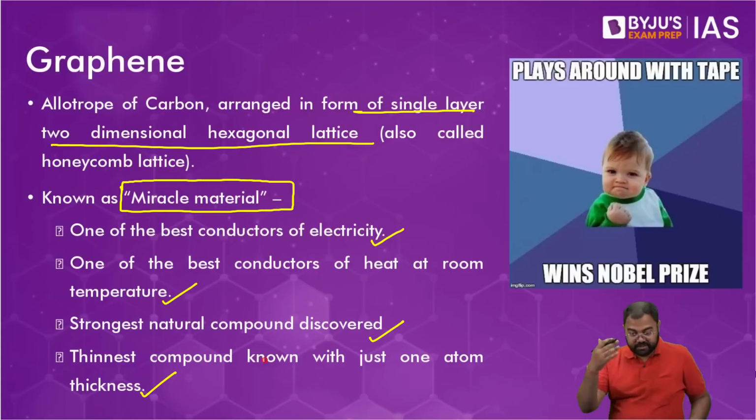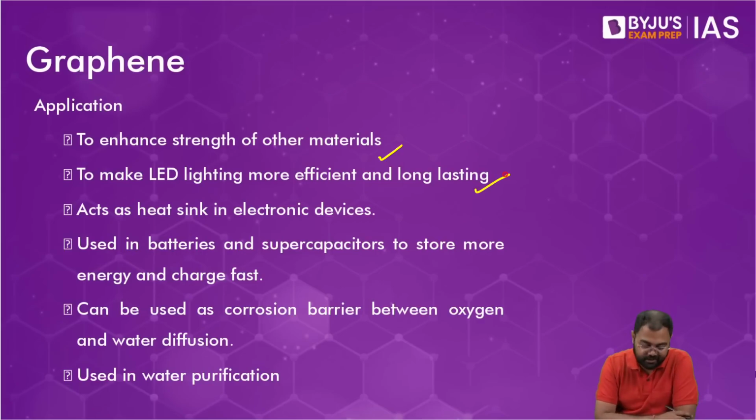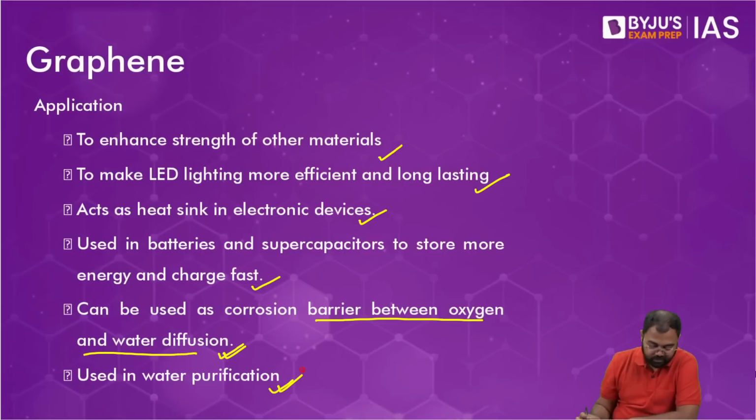So with graphene, we saw all these properties, and that's why it was named a miracle material, because it could do a lot of things that were unheard of until then. There are a lot of applications. Today we use graphene to enhance the strength of other materials, to make LED lighting more efficient and longer lasting. In electronic devices, it is used in making batteries, and as a corrosion barrier, for water diffusion and water purification. Everywhere, graphene is being used in today's time.